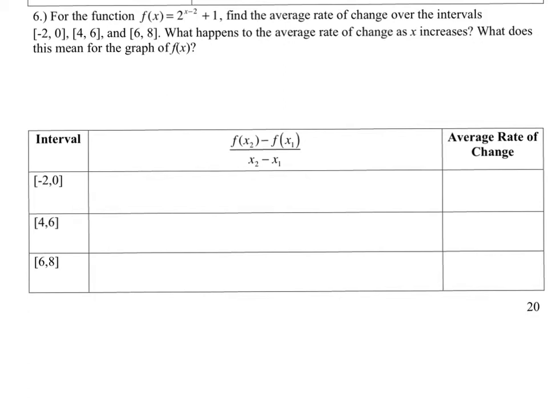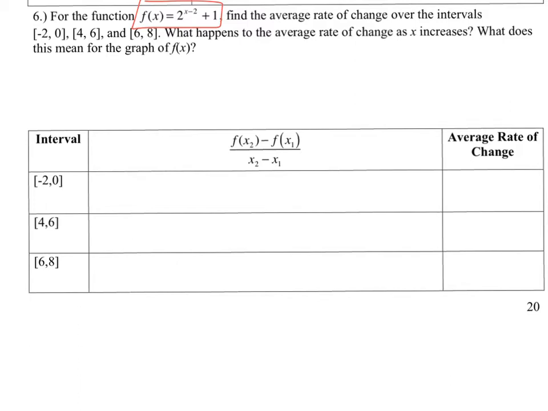For our next example, they give us the function but not the graph or the exact ordered pairs. So we're going to have to use this rule to find our outputs, or our y values. We're asked to find the average rate of change over the intervals -2 to 0, 4 to 6, and 6 to 8, and then discuss what happens to the average rate of change as x increases, and what that would mean for the graph.